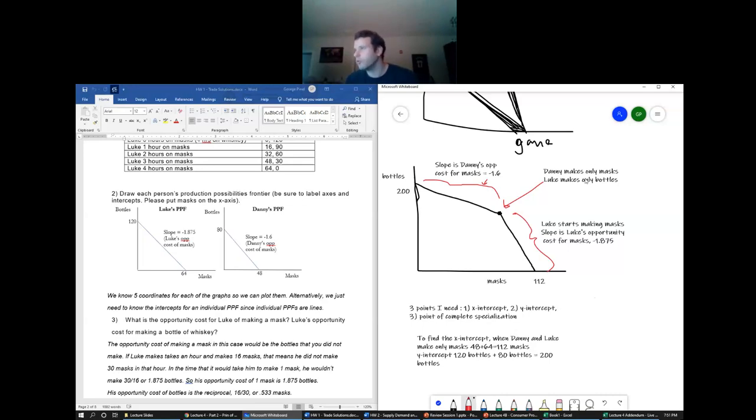All right. So now we just need this third point, the point of complete specialization, which is this here. That's the point of complete specialization. And that's really easy to do. I'm going to erase that because that's obnoxious.